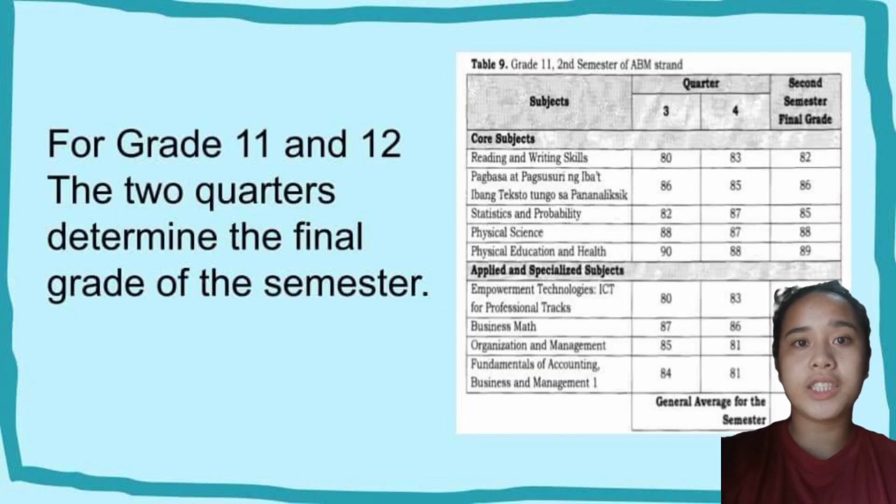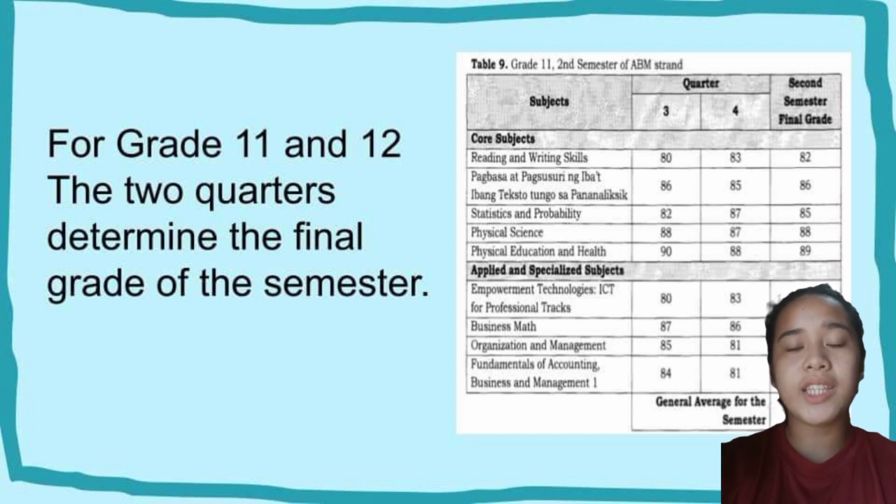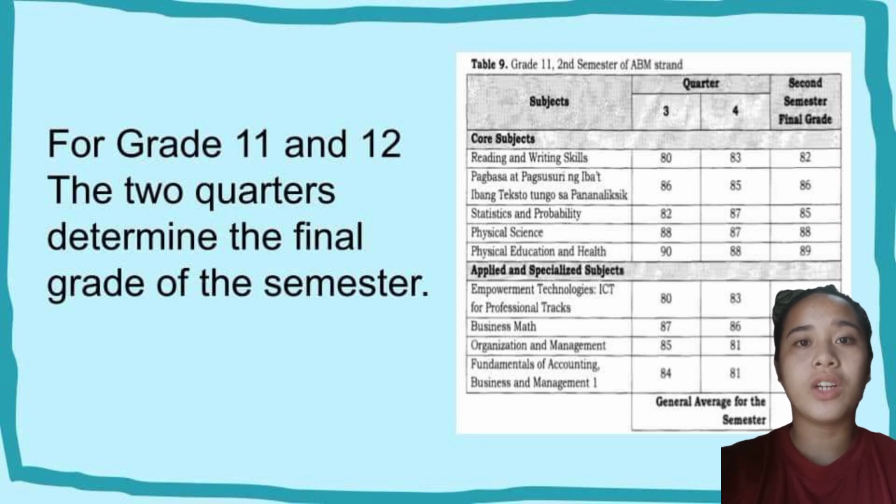For grade 12, the final grade for the semester is based on the 2 quarters. We combine the 2 grades from the 3rd and 4th quarters, then divide the total by 2. When calculating the final grade, we multiply how many subjects are taken in the 2nd semester and grade to arrive at the overall average.